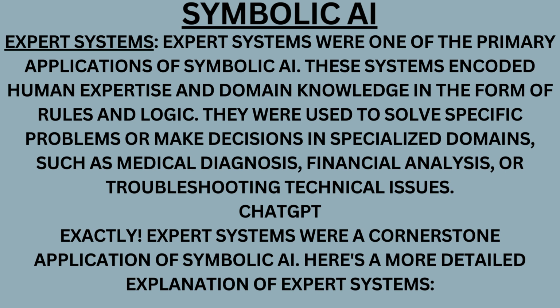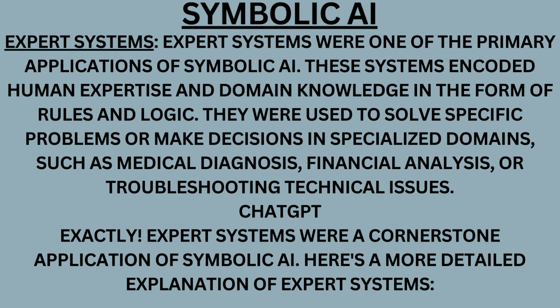Expert systems. Expert systems were one of the primary applications of symbolic artificial intelligence. These systems encoded human expertise and domain knowledge in the form of rules and logic. They were used to solve specific problems or make decisions in specialized domains such as medical diagnosis, financial analysis, or troubleshooting technical issues.